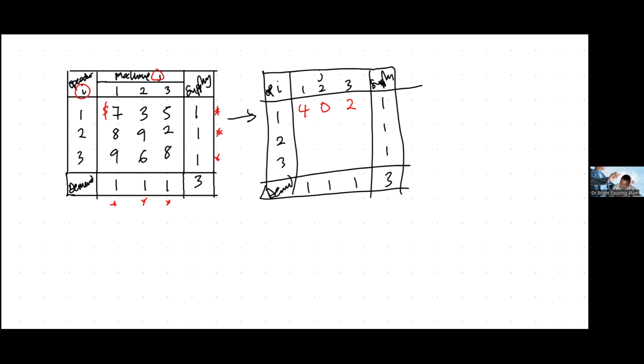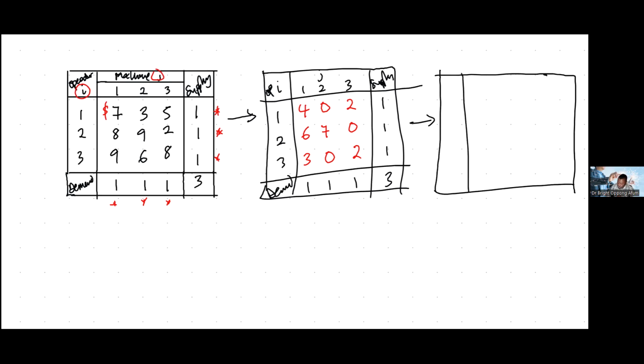Then 2 from 8 is 6, 2 from 9 is 7, 2 from 2 itself is 0. 6 is the minimum: 6 from 9 is 3, 6 from itself 0, 6 from 8 is 2. All right, so this is the row reduction. This will lead us to the next opportunity table.